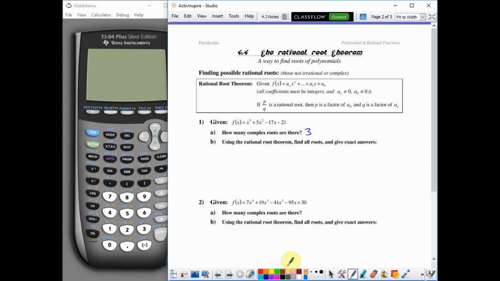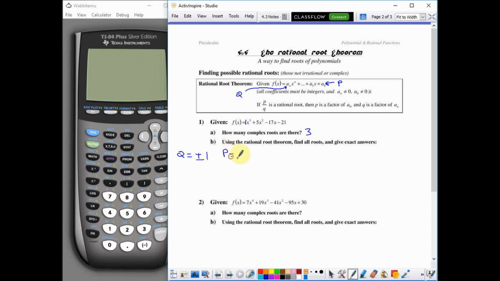Okay, so here's how we begin to find these roots. We're going to find all the p's over q's. And what does that even mean? The p's are all of the factors of that constant term. The q's are all the factors of the leading coefficient. So here the leading coefficient is 1. So q is the positive and negative version of all the factors of 1, which means plus or minus 1.